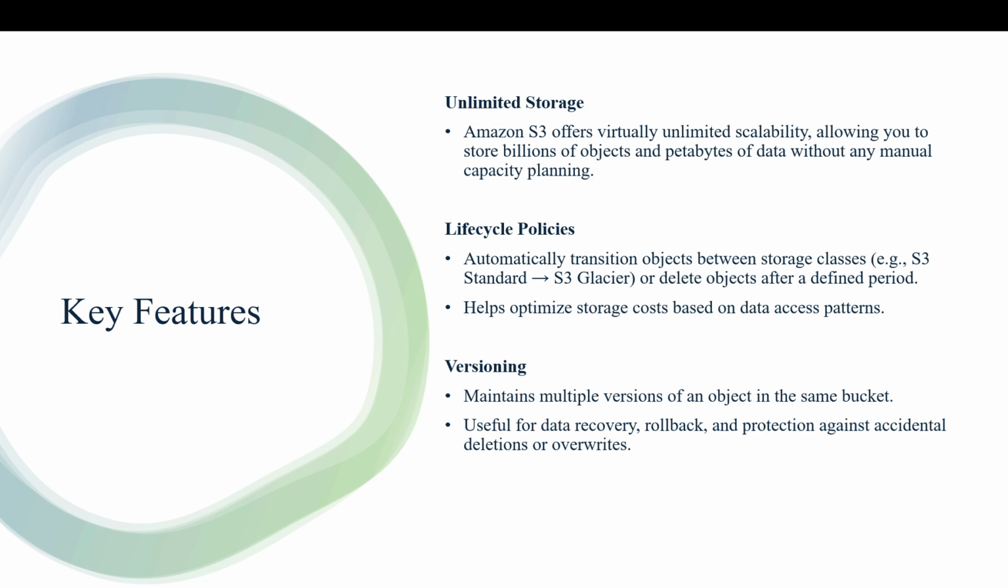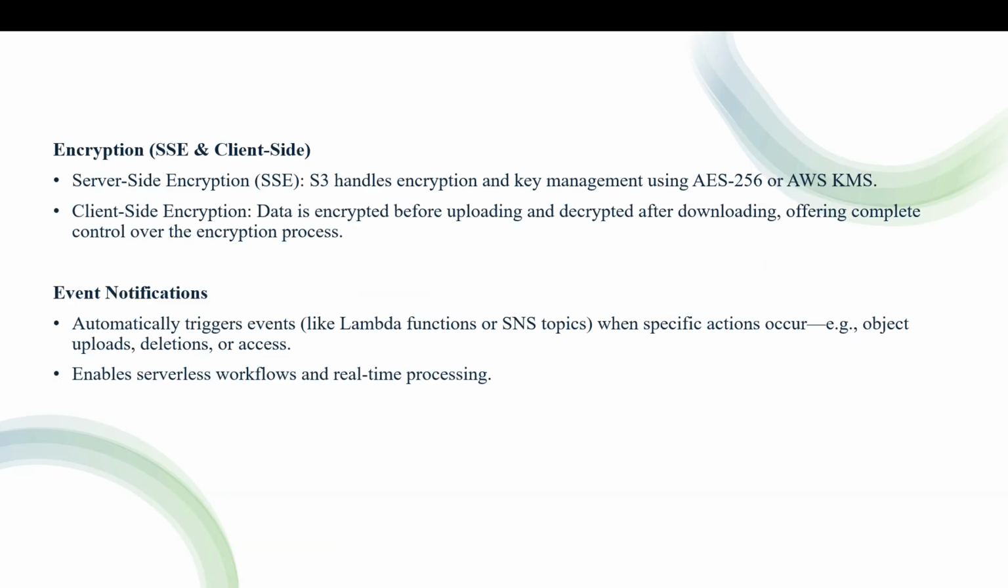Versioning: maintain multiple versions of an object in the same bucket, useful for data recovery, rollback, and protection against accidental deletion or overwrites. Encryption: server-side encryption. S3 handles encryption and key management using AES-256 or AWS KMS. Client-side encryption: data is encrypted before uploading and decrypted after downloading, offering complete control over the encryption process.